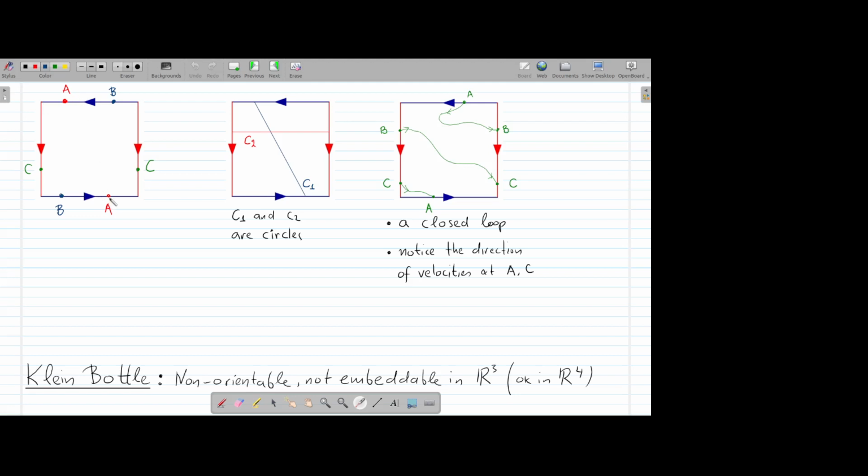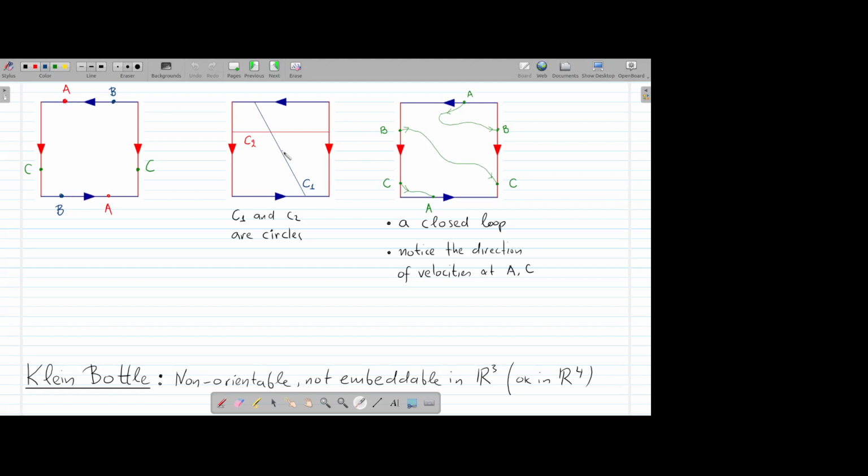So if we have a point A at the bottom line here, this has to be identified with that A on the top line. And the point B on the bottom line has to be identified with that point B on the top line. So this is what it means to glue those two lines the opposite way.